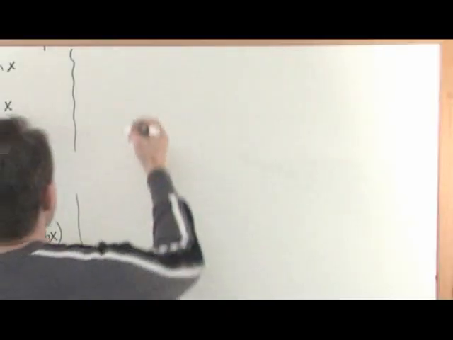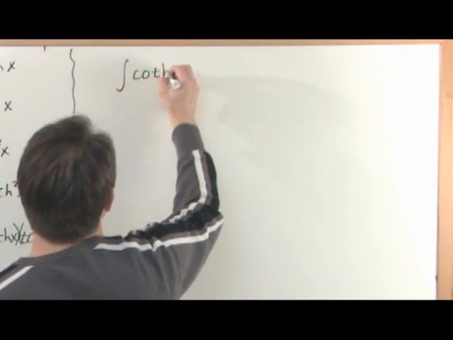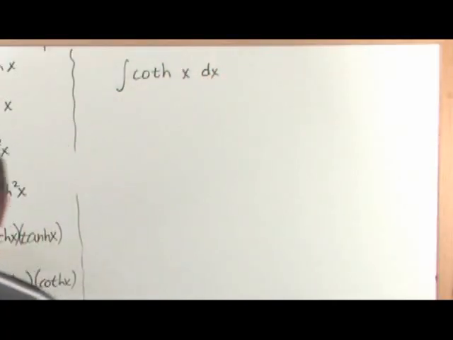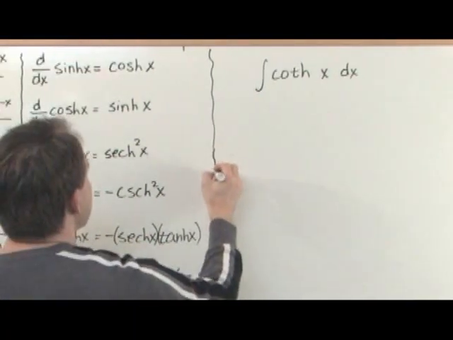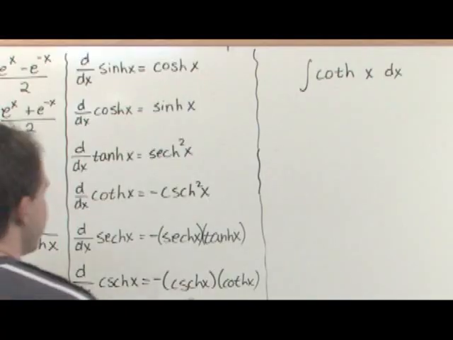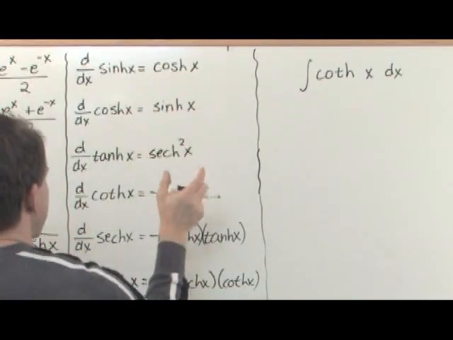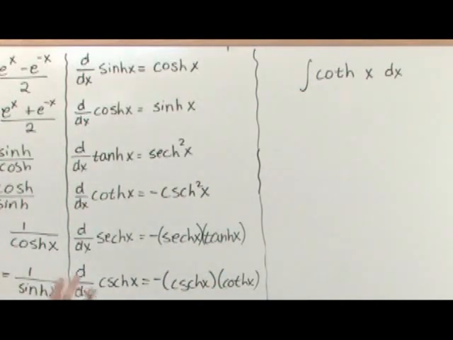So what if I wanted to do the integral of the hyperbolic cotangent of x dx? The first thing I notice right away is I'm going to go back to this table and see if I can find something that fits. Integral of hyperbolic cotangent. Well, this one is hyperbolic cotangent, this one is not, this one is not, this one is not, this one is not, and this one is not. So it would seem that, according to what I've given you in this lesson, there's nothing on this table that tells me what the integral of a hyperbolic cotangent is.